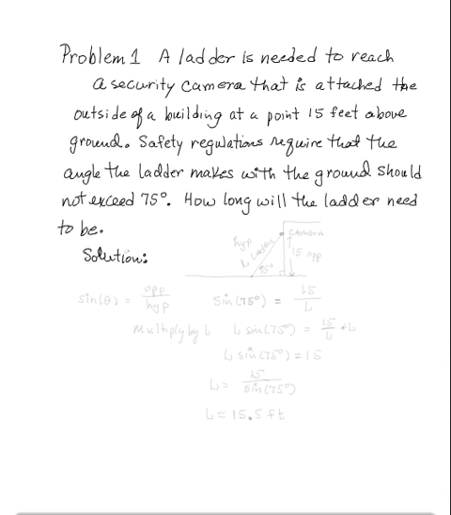Okay, the first step in solving any applied trig problem will be to make a sketch, provided the author of the problem didn't give you one. So in this case, we need to make a sketch. We need a ladder, and we need a building, and we need some ground. So here's the ground level, and here's the side of the building. And let's say that right here is the security camera.